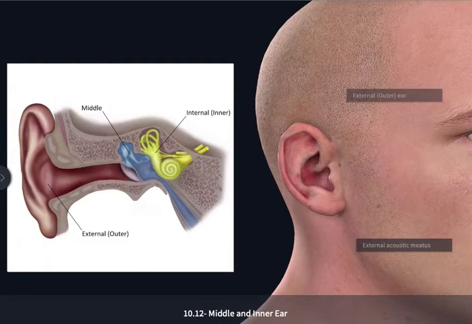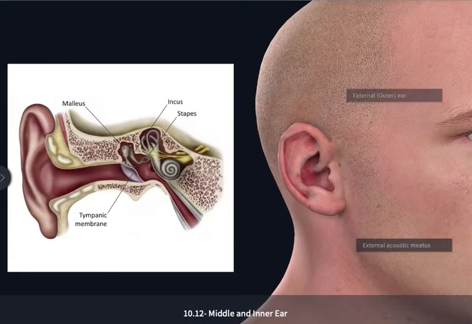So let's now take a closer look at the structures within the middle ear. The boundary between the external ear and the middle ear cavity is our eardrum, which is actually called the tympanic membrane. So, as sound travels from the outer ear down this external acoustic meatus, it's going to cause vibrations of the tympanic membrane.